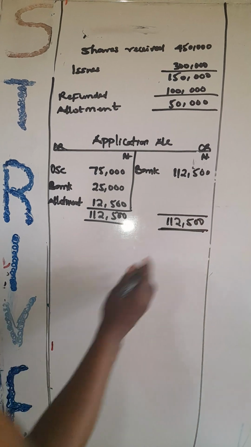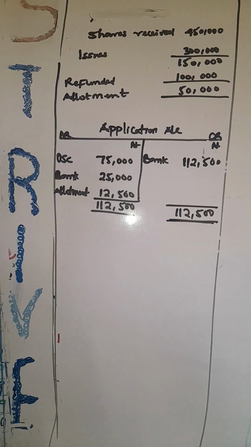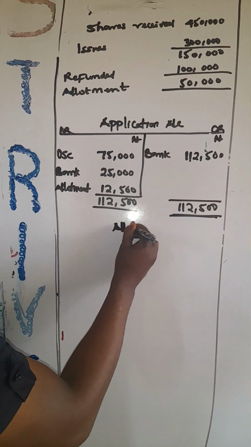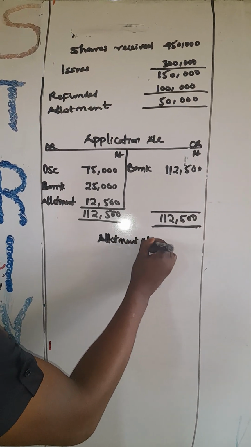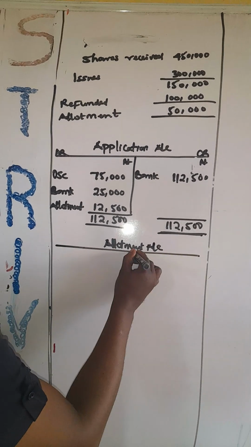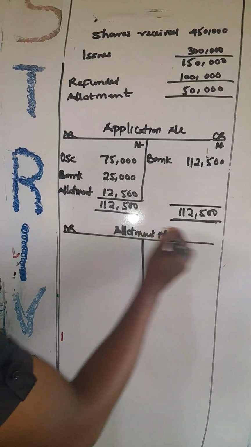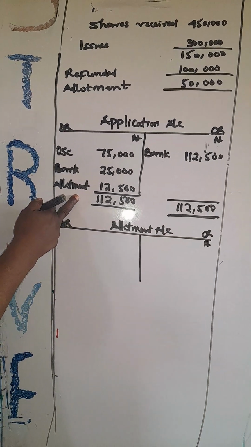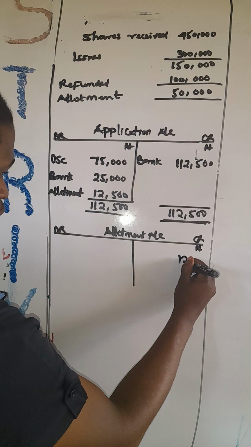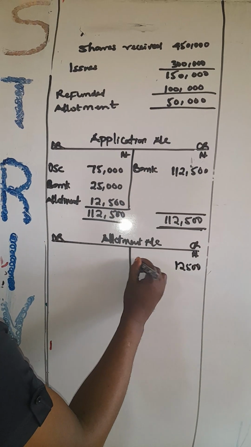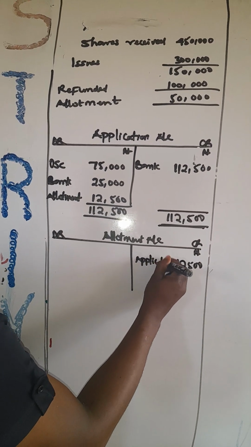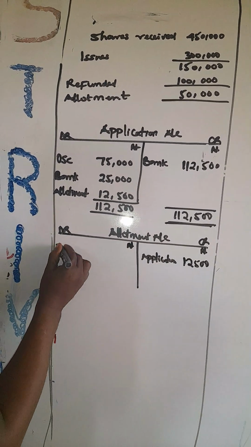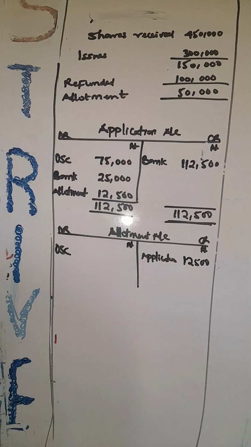112,500. So this is all for the application account. The next thing is to move straight to the allotment account. For my allotment account, this is my debit, this is my credit. So look at allotment here, 12,500. I will transfer it here. It's coming from where? Application account. Do you get it? Now, for my allotment, the value of ordinary share.